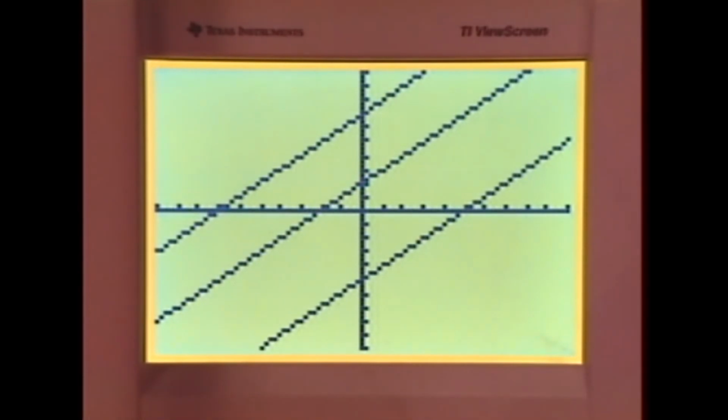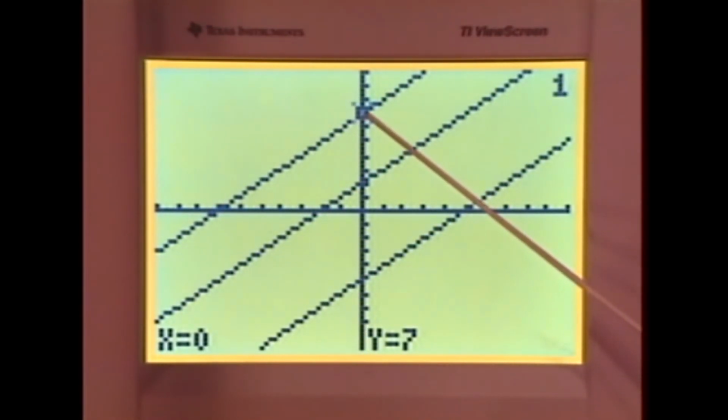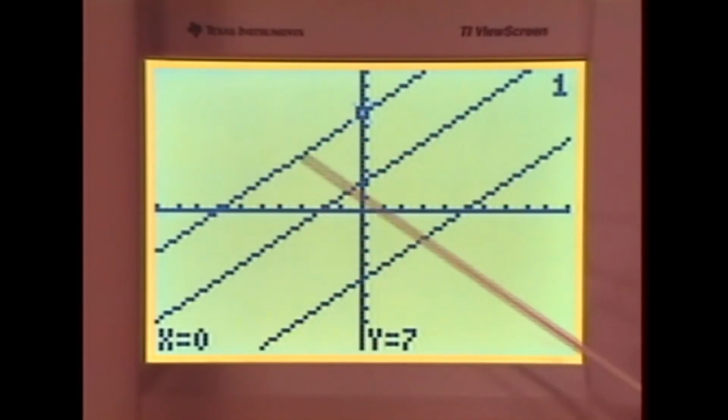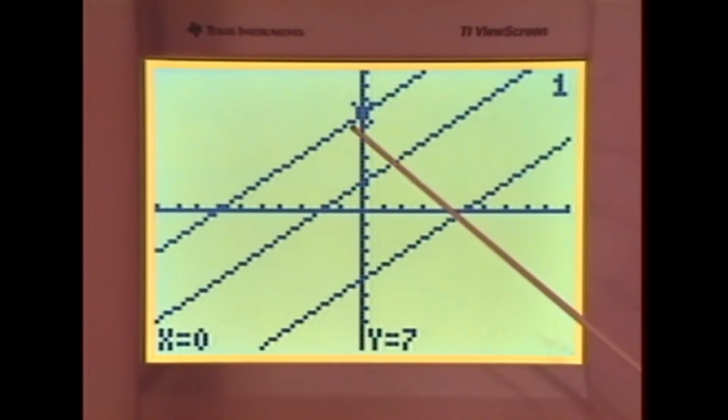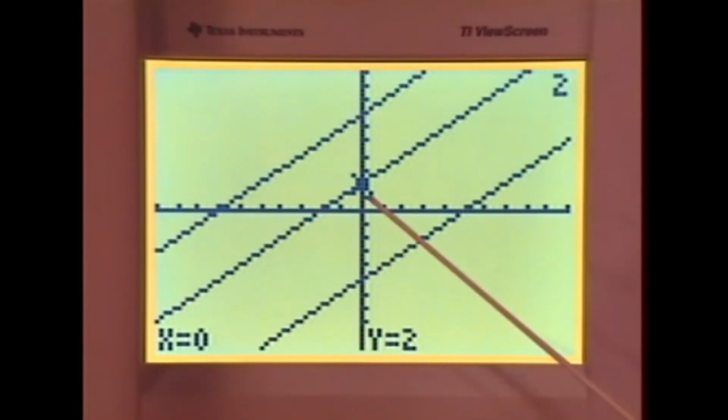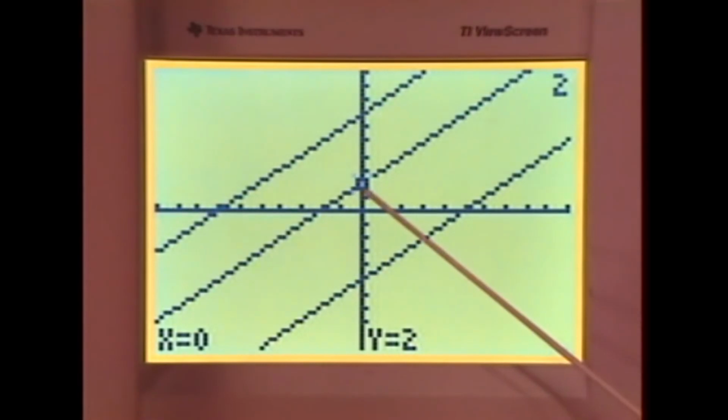Well, perhaps we are getting some idea of what b is, but maybe not. So let's trace. And the spider is here right now, emphasizing that for this line, which was x plus 7, this point is 0, 7. Well, that makes sense. When x is 0, y is 0 plus 7, or 7. Let's trace the next function. And this point, we read the coordinates on the bottom. x is 0, y is 2. Well, this line was x plus 2. So when x is 0, we're left with 2. y equals 0 plus 2, or 2.